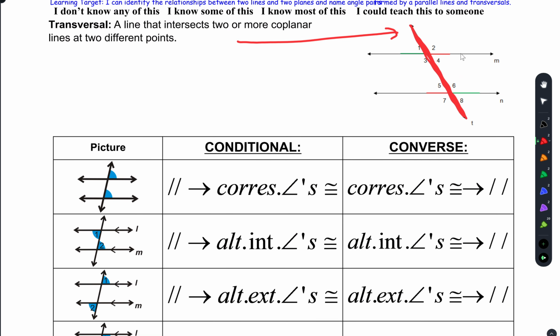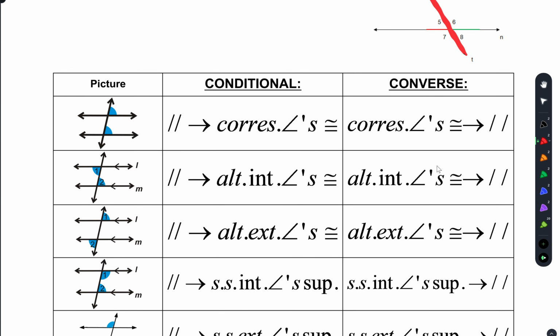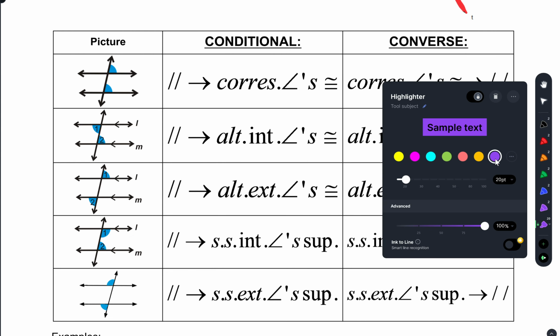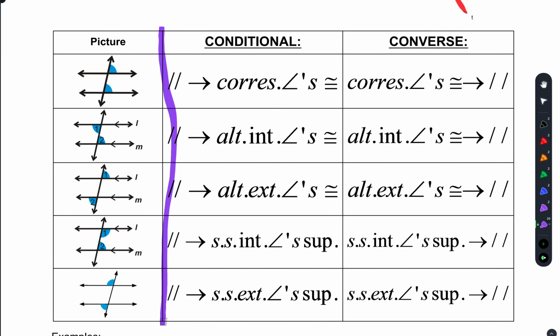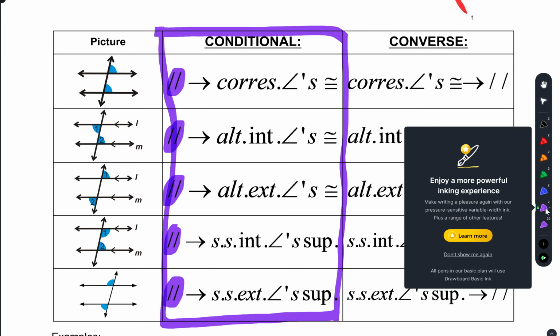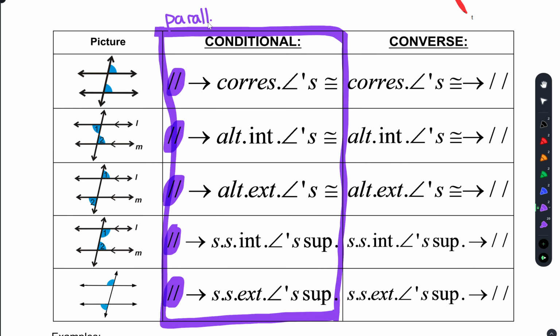That's our converse. So our conditional statements in this box here from yesterday say that, I meant to do highlighter here. If it is true that the lines are parallel, then we can say all of this stuff about the angles. Notice we are always starting with information about parallel lines. Parallel lines imply something about the angles. If lines are parallel, then something else.